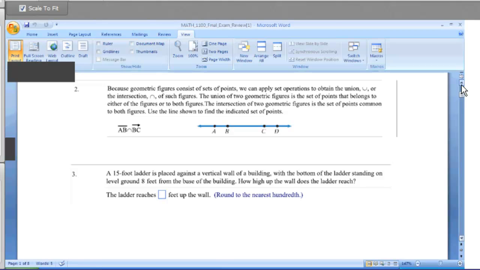For these, I think it's easiest to draw just below the line. So we have line segment AB. And then we also have ray BC, starting at B and going forever to C. And we're looking for where they intersect or what they share. The only thing they share is this point right here. The only thing they share is point B.